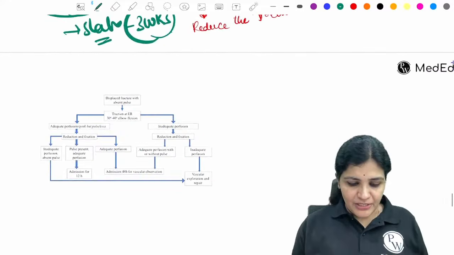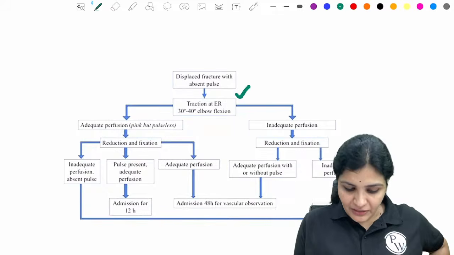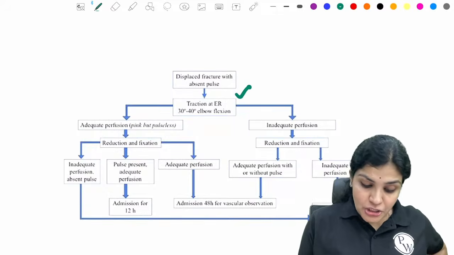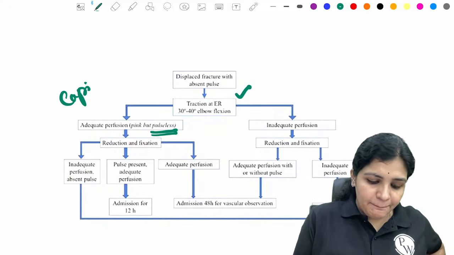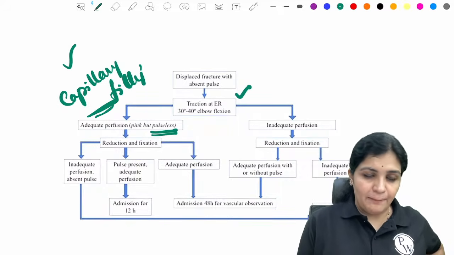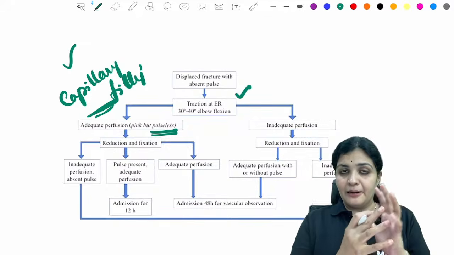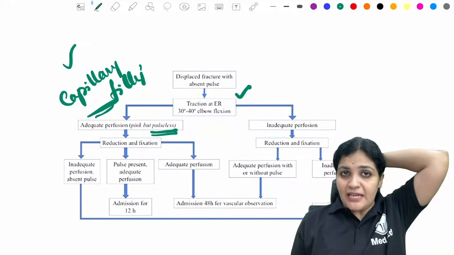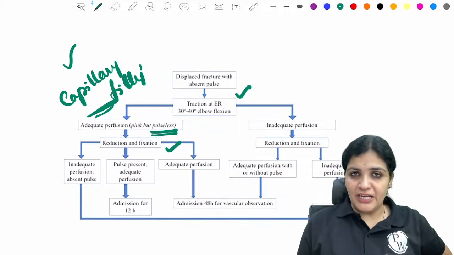And if the patient is having an absent pulse also, you will first give the traction, and then you should be sure if the hand is pink. So you will see the capillary filling here. If the pulses are absent, you will rely on capillary filling. If the pulse is absent and still the hand is pink, that means there is perfusion present. Then you will again go for reduction and fixation. And again you will check for the pulses.